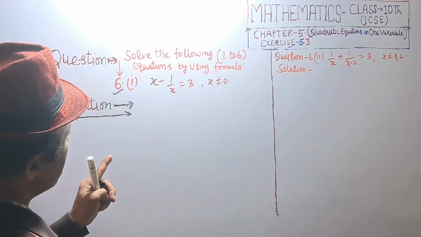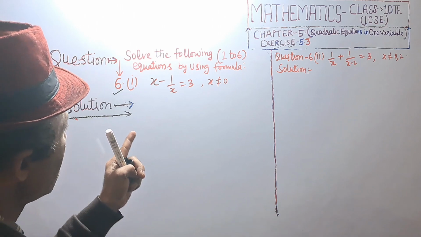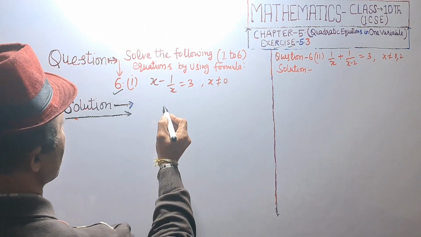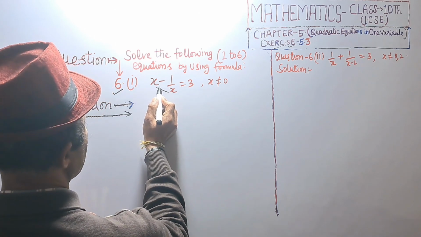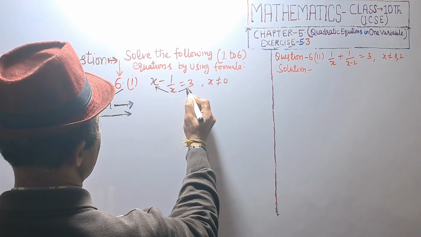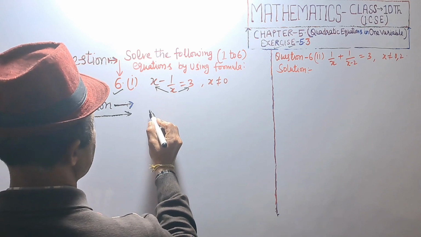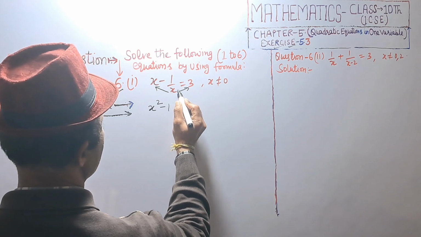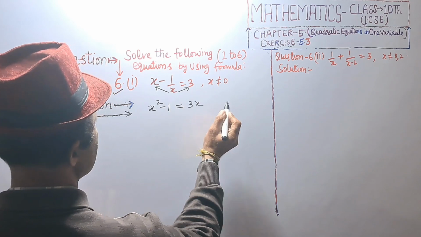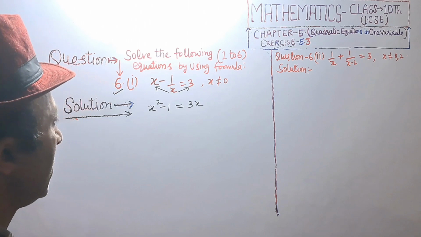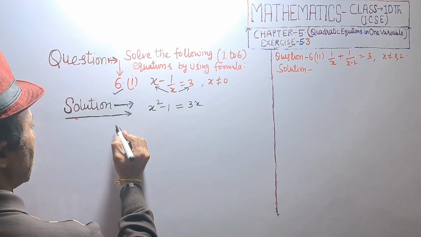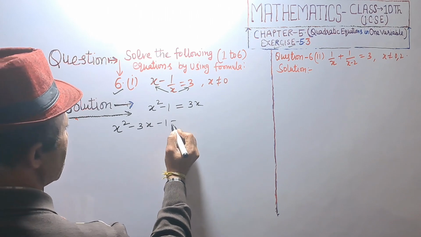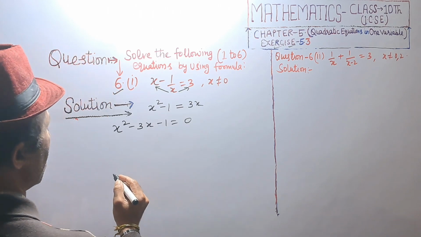Question number 6, first part. x minus 1 upon x equal to 3, where x is not equal to 0. First of all, we are cross multiplying x into x, that is equal to x square, minus 1 is equal to 3x. And then 3x is shifting left side. x square minus 3x minus 1 is equal to 0.